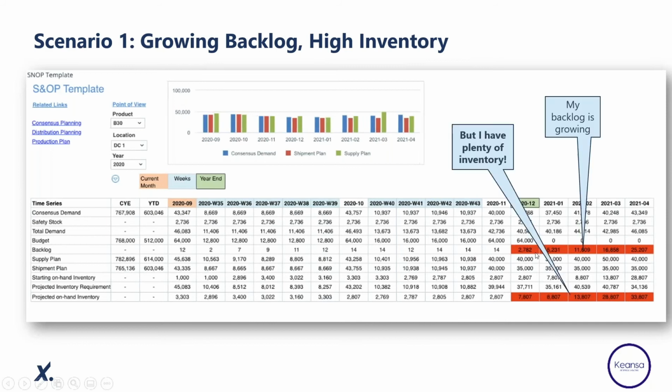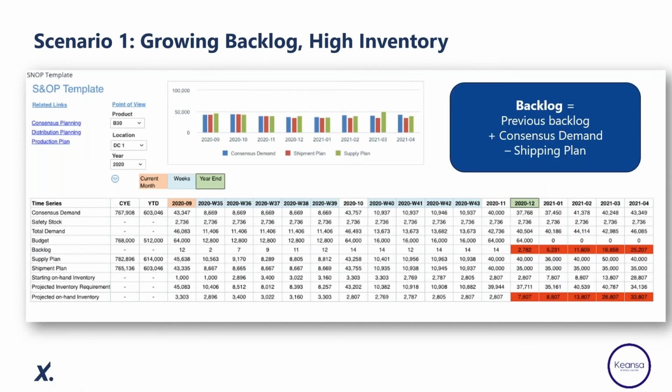You have to keep looking until you find the source, because the problem is not that we have a lot of inventory. The problem is not that we have a lot of backlog. We have to find out what is causing that problem. These are just symptoms. The backlog calculation itself is the previous backlog, which in this case is starting in November. We've only got 14 units of backlog. That's very, very small. Plus our consensus demand.